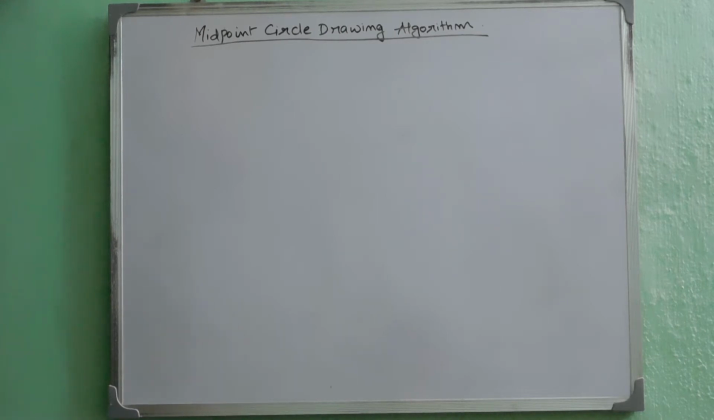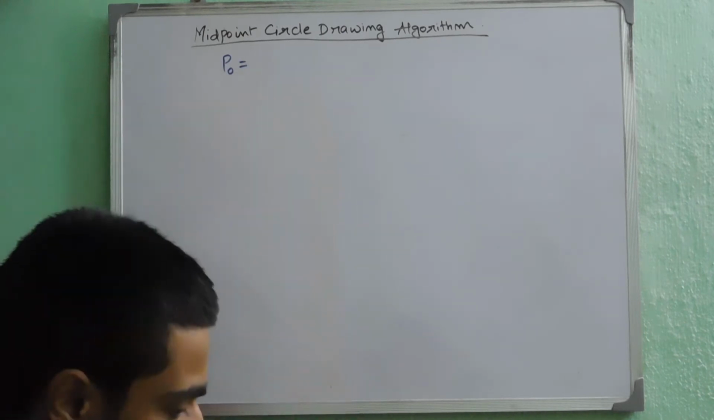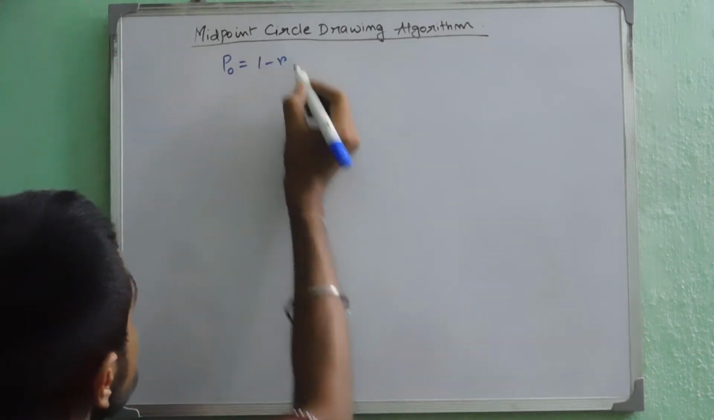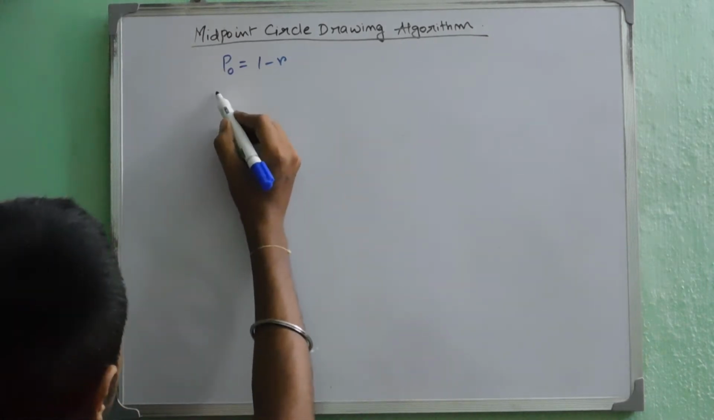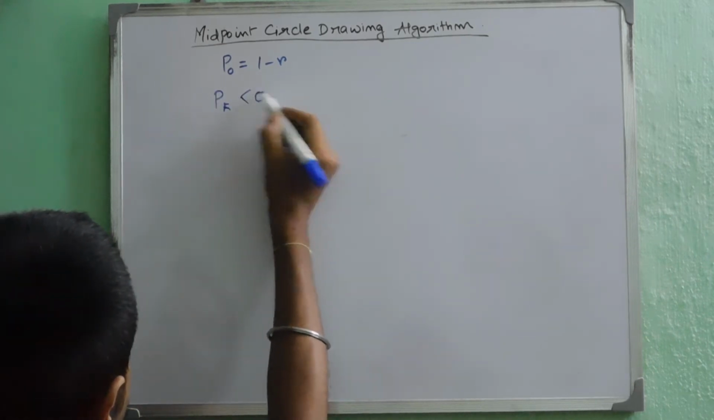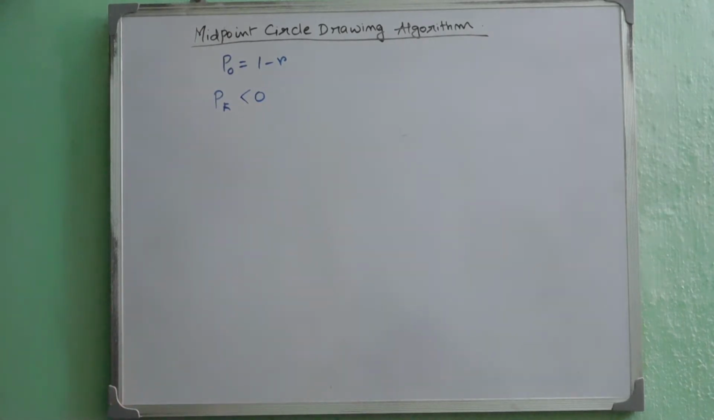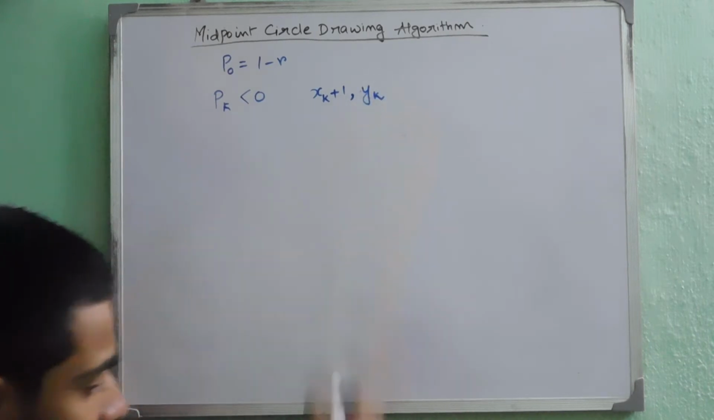Okay, so first of all, as you know, in these algorithms you need a decision parameter. So our initial decision parameter will be 1 minus the radius. After that we will denote the decision parameter as pk. Now if pk is less than 0, then the next point where we will put our pixel will be xk plus 1 and yk.